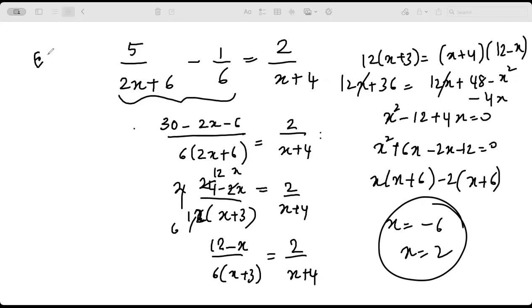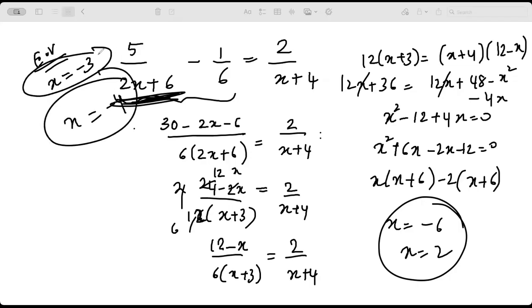And we did not discuss excluded values here. Excluded values, this will be equal to 0 means it's an excluded value, which is nothing but x equal to minus 3 is an excluded value, x equal to minus 4 is an excluded value. These two are not there in the solution, so these two are still solutions. Any questions, guys? Can I move on? Okay.